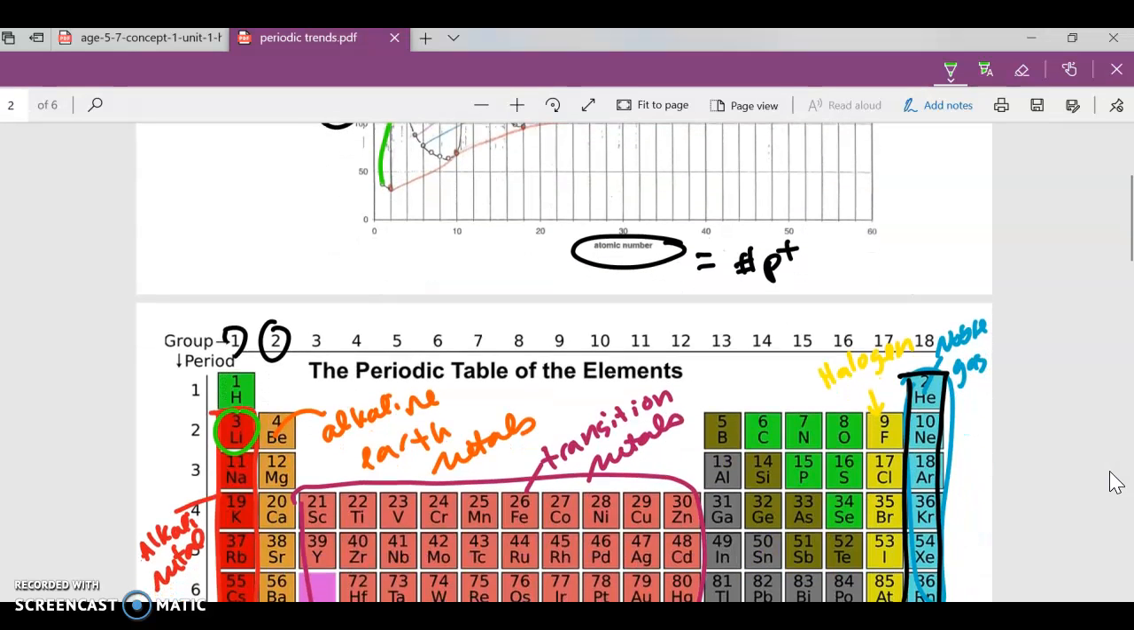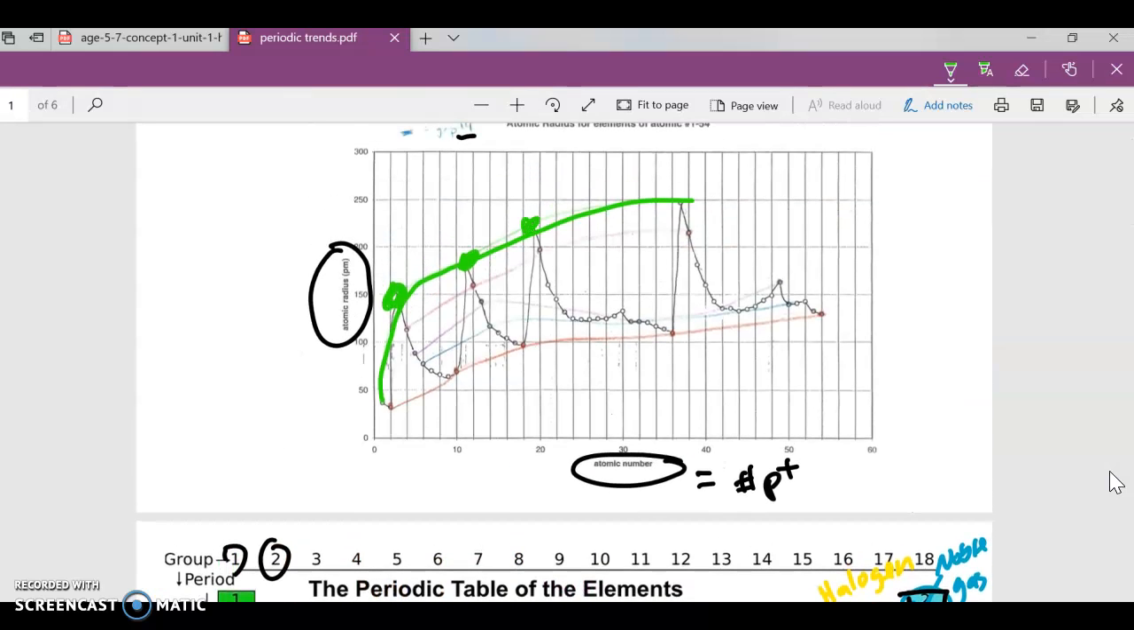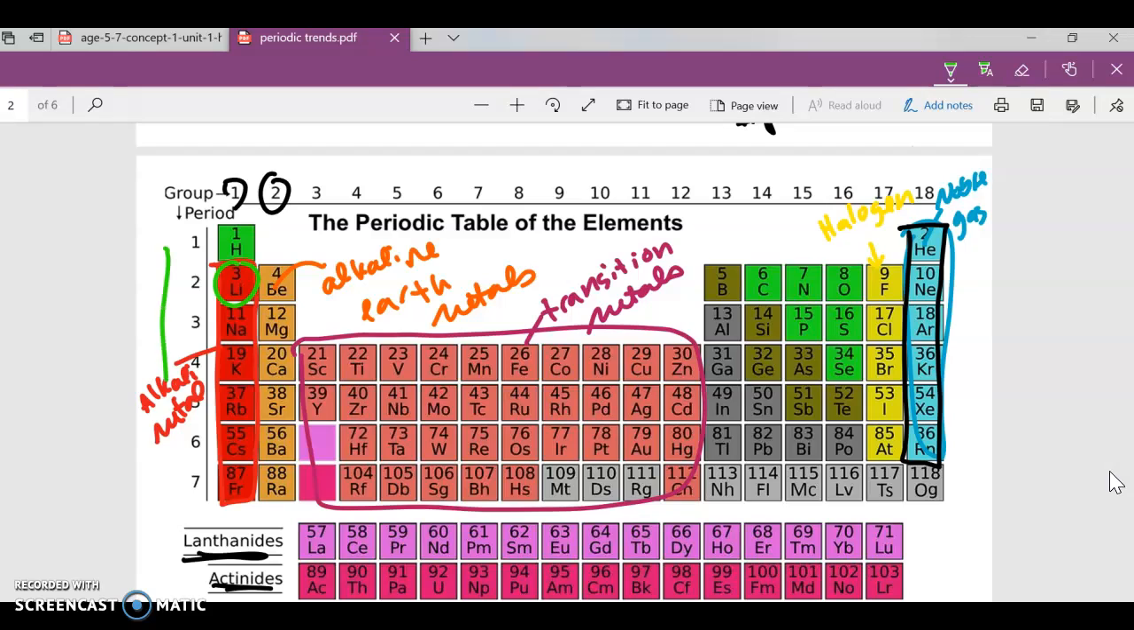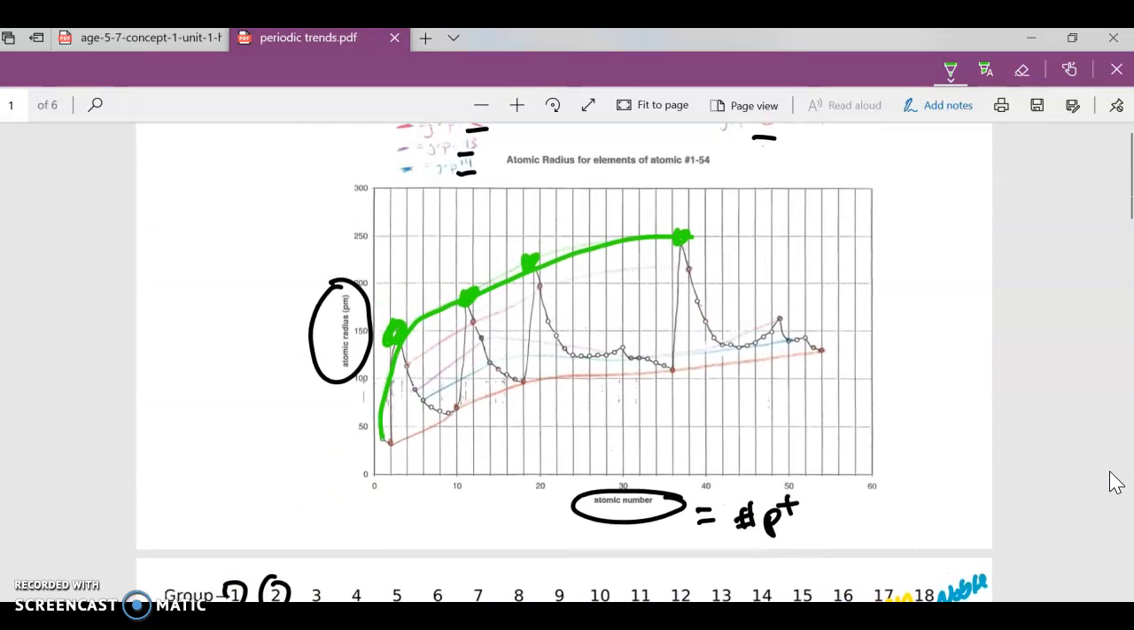And then we kept going down and we saw 19, 37. Here's 19 and here's 37. And I saw that as I went down the periodic table, my atomic radius actually increased. So as I went down, it actually got bigger in size. That's what I could read from this chart.